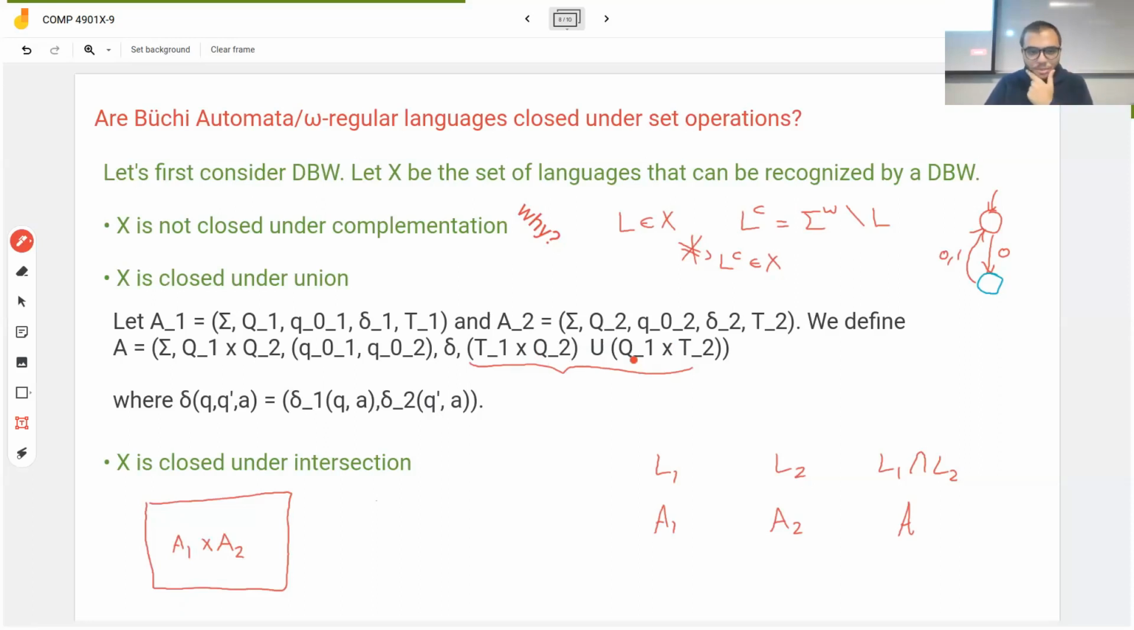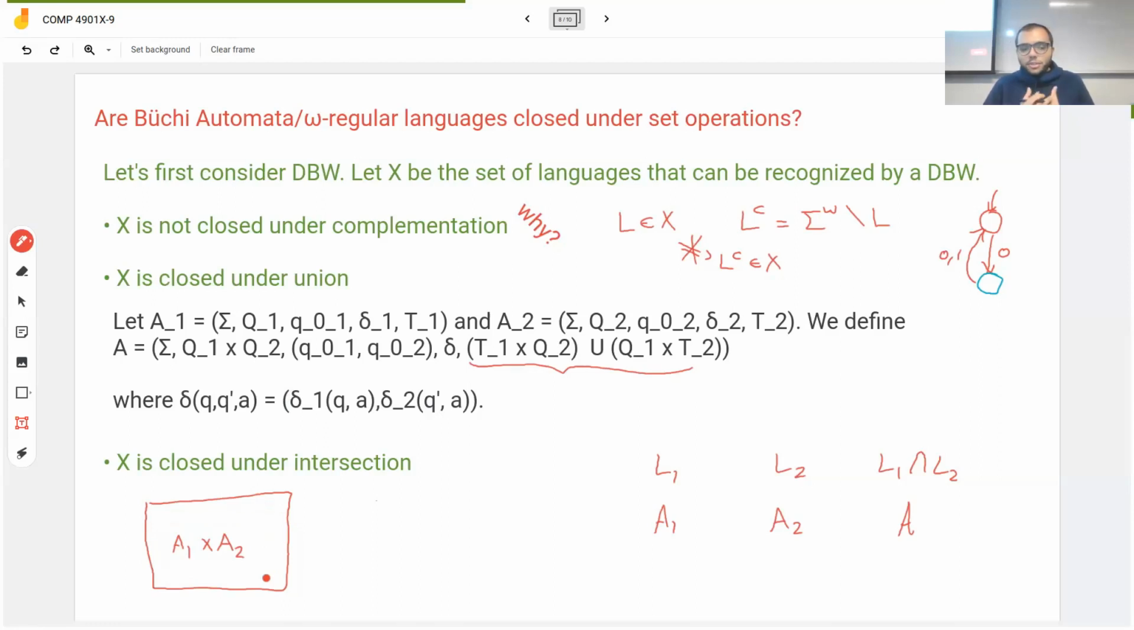And when I wanted to do union, I could say, okay, wherever A1 accepts is accepting. So if A1 accepted, then this entire row is accepting. And if A2 accepted here, then this entire column is accepting. So for union, I could easily define my accepting states. But for intersection, I can't do that. So tell me what I should do for intersection.